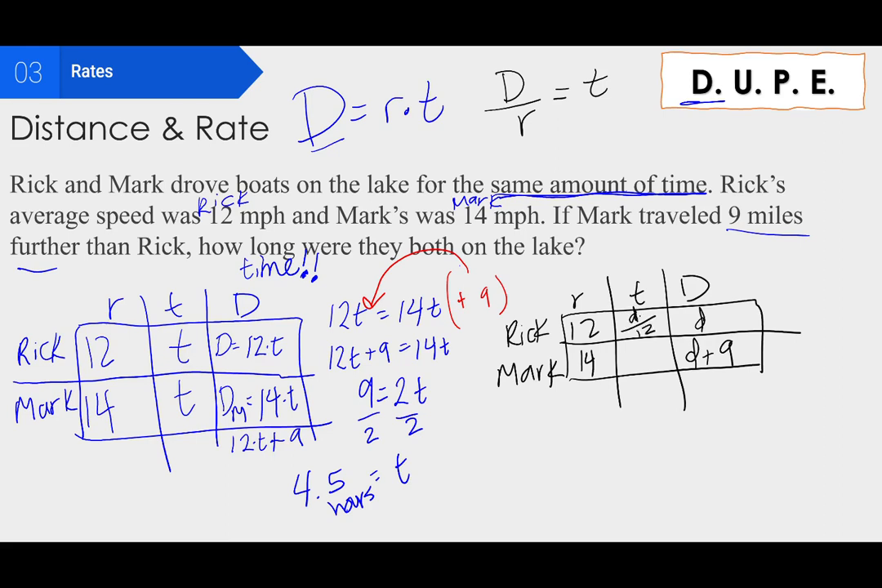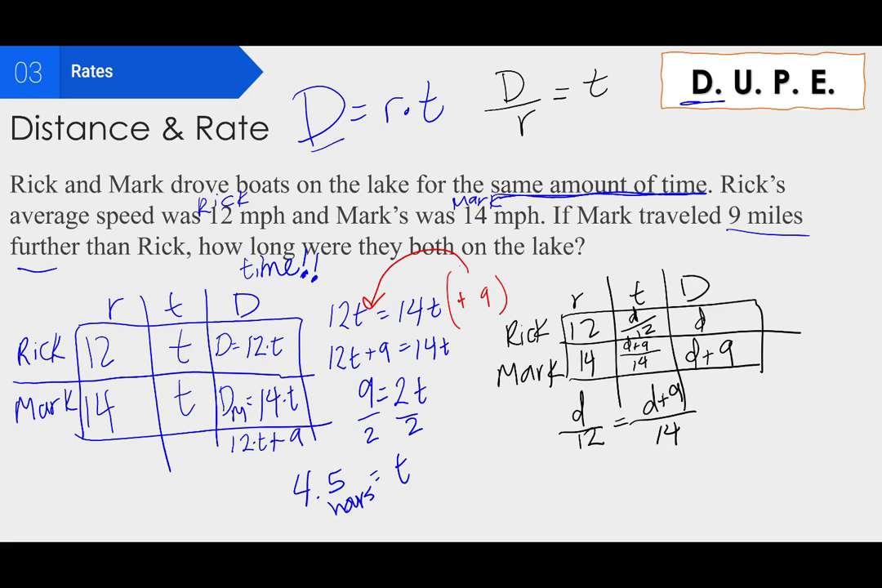And divide by the rate. Right? And then we're going to do the same thing with distance plus 9 over 14 for Mark. And we know from the information that we're given that the two times are the same. So I'm going to set that up as distance over rate is equal to the other distance over rate, because we know the times are the same. Now this is one that I can solve.